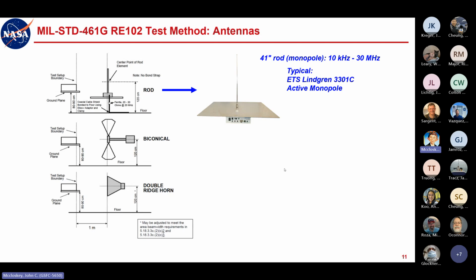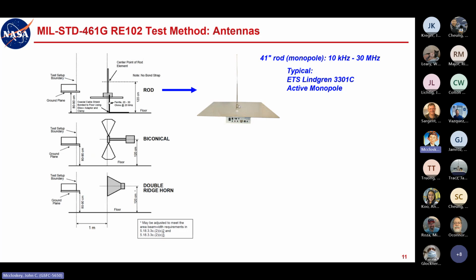So the rod antenna, also called a monopole, is specifically cited as a 41-inch rod antenna. That operates in the lowest frequency range, 10 kilohertz to 30 megahertz. A typical model number here is ETS Lindgren 3301C, active monopole. Active monopole is, I think, the official name for it, and rod is a little more colloquial.